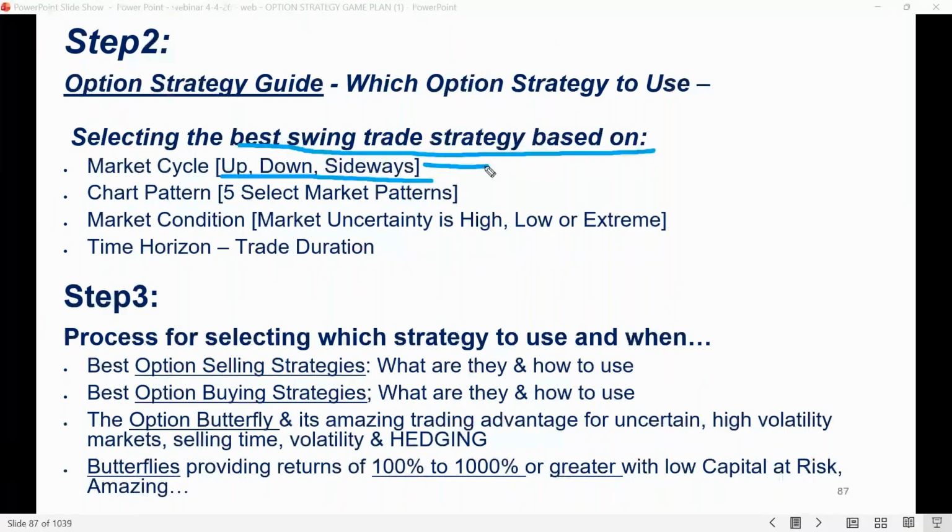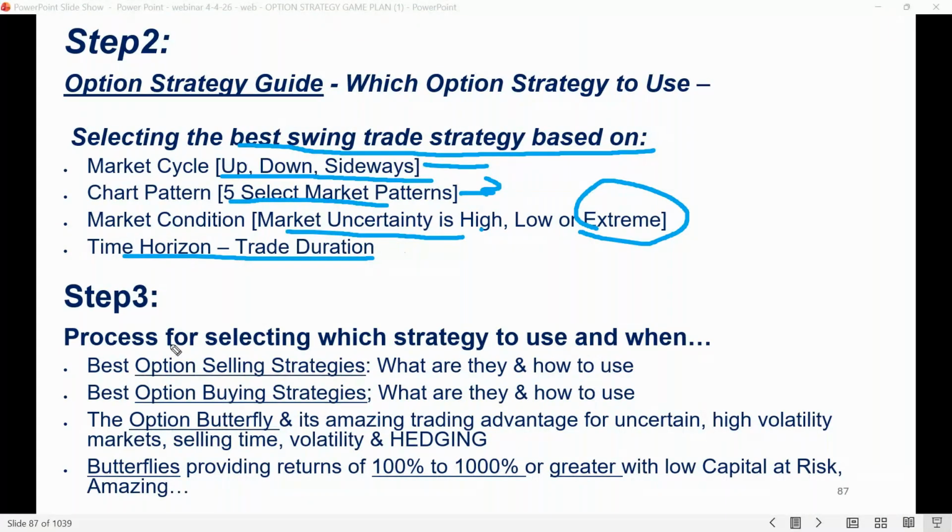We'll go through these chart patterns, which are very important for helping you make the right option strategy for the different option chart pattern that you're looking at. We'll go through that in great detail. And then what is the market condition? We're going to quantify that, and I'll go through how I do that. The market uncertainty, are we high, low, extreme? This is going to dictate what's the best option strategy to use if we're in a more extreme market condition, things like that. And then what's your trade duration for the profit that you're looking to achieve.